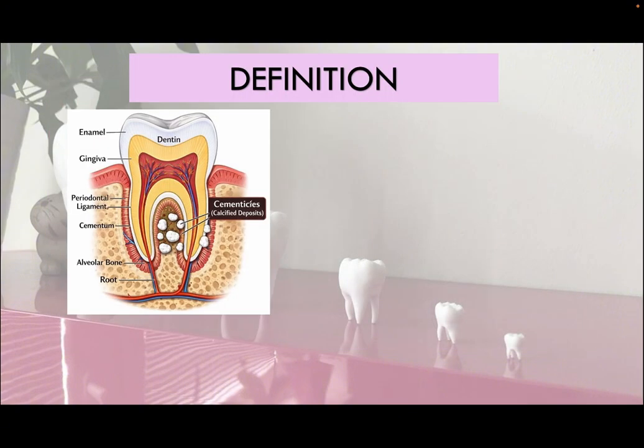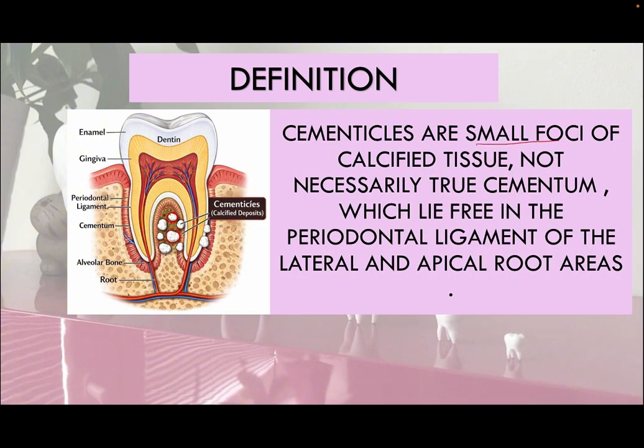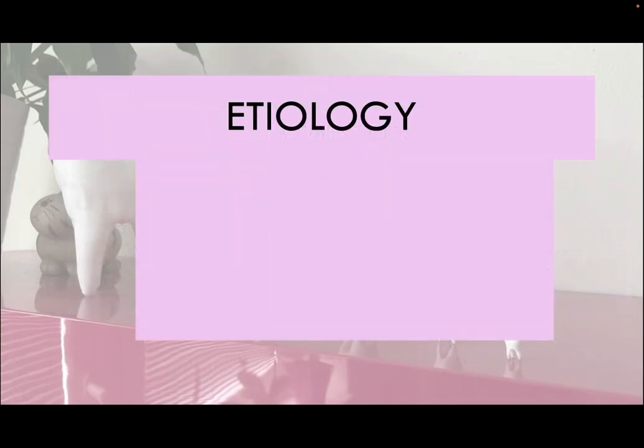They are calcified bodies or calcified deposits which may be attached or free in the periodontal space. According to Schaeffer's, they are small foci of calcified tissue, not necessarily true cementum, which lie free in the periodontal ligament of the lateral and apical root areas. So let's go to how they are formed.